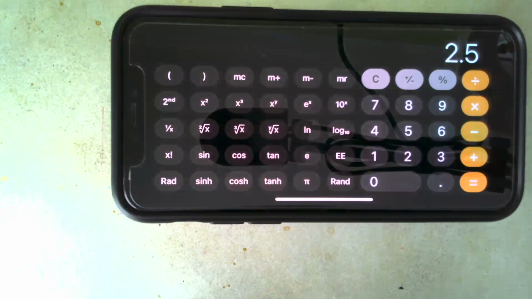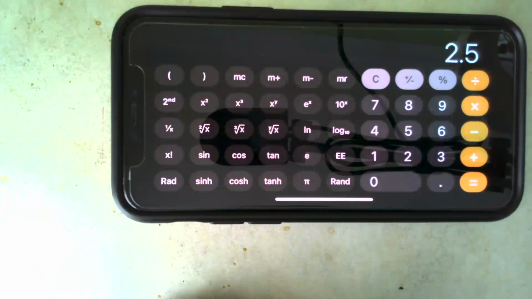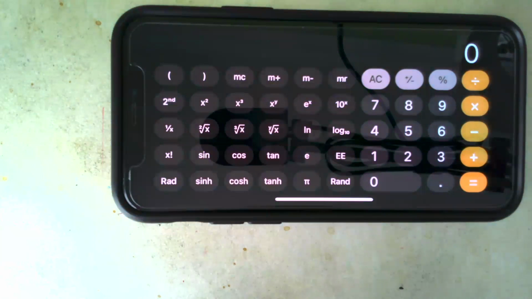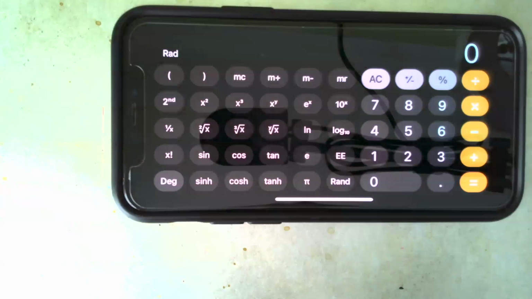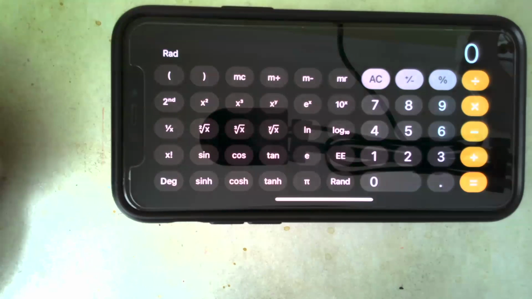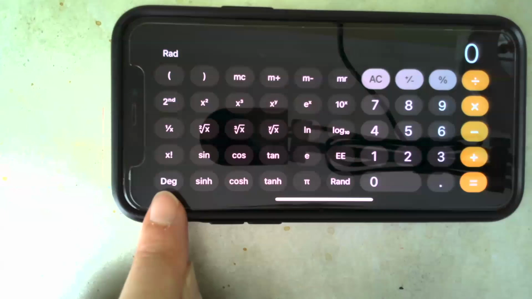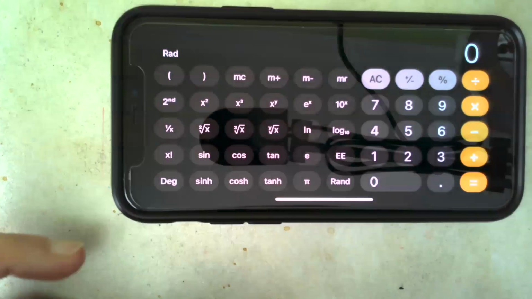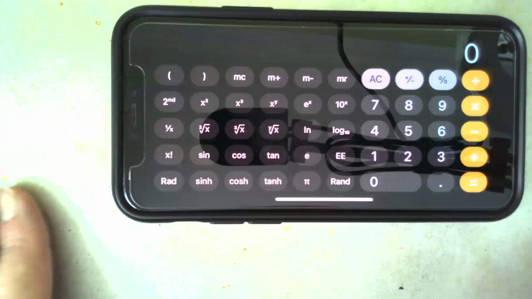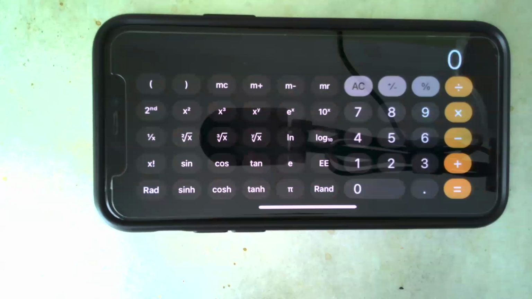But let's say instead the problem was in radians. This button right down here that says rad, that's short for radians. So if I needed to do a problem in radians, not degrees, I would start by pressing rad, and it would show up here, and that would let me know I'm working in radians. Then when I need to go back to working in degrees, you'll notice the rad key now says deg, or degree. And so I would just press that, and it's not going to show it to you up here because it's the default.